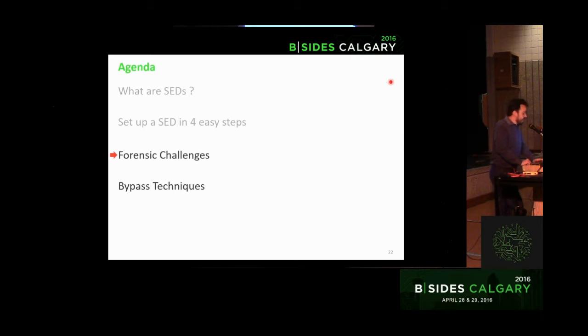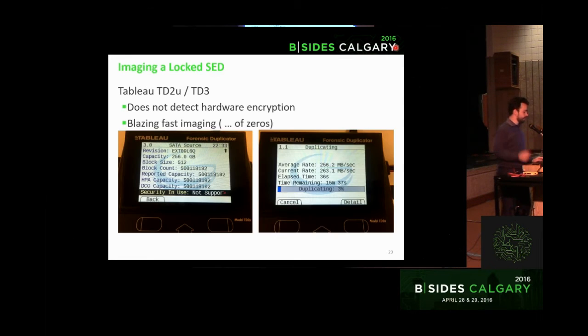So the reason I started looking at the self-encrypted drives is that I was doing forensic investigations, and then you have to create images of these drives, and you run into challenges. So I'm going to show you what happens if you try to connect these drives, the self-encrypting drives, to some of the hardware imagers. So these are devices where you plug in a drive.